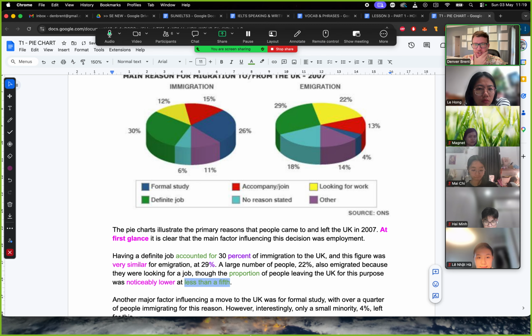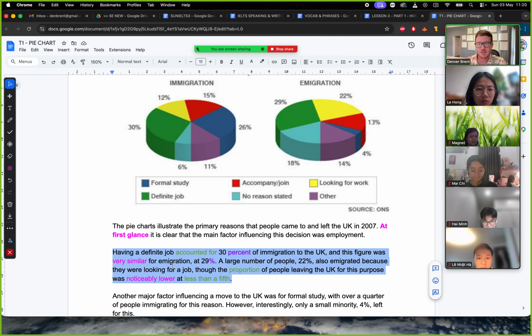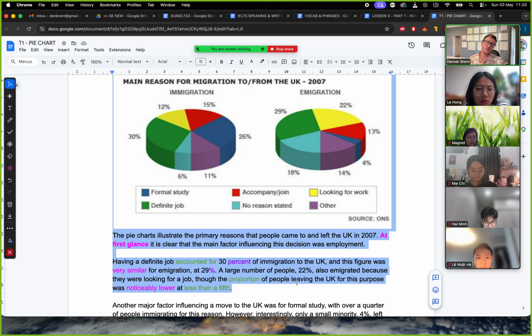So I'm making this a different color because these words serve a different function here. Okay, very similar, noticeably lower. That's detailing. That's like adjective phrases that are detailing what's happening. Okay, you got it. Easy. That's your body one. If you get this right, guys, that's where you get your score from.